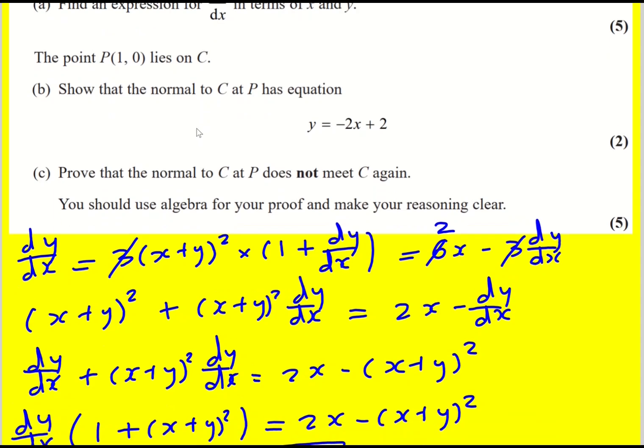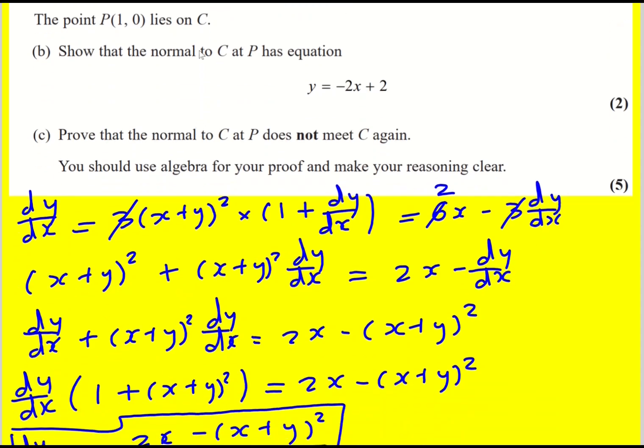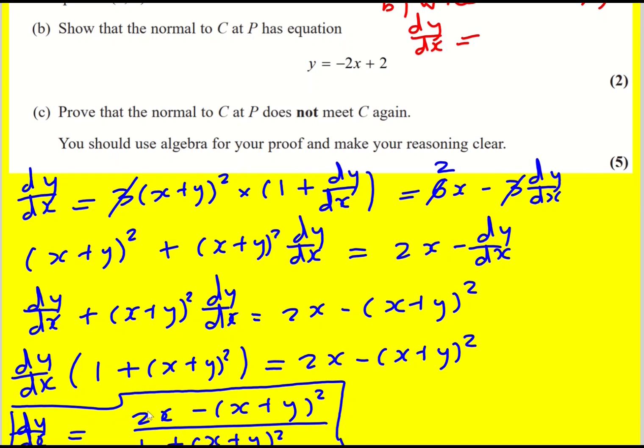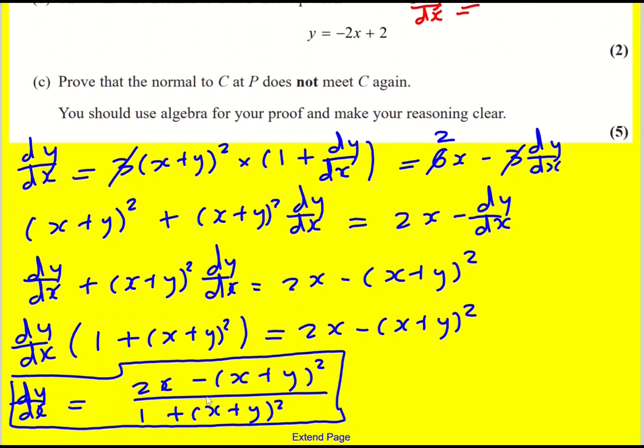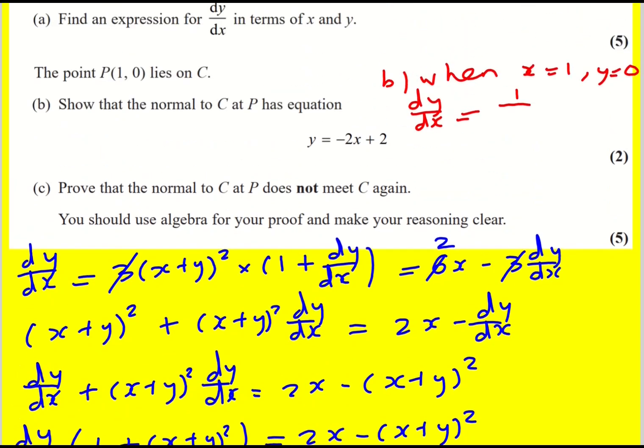Now, we're told that the point P(1, 0) lies on C and asked to show the normal to C at P has this equation. So when x equals 1 and y equals 0, we need both here. dy by dx is going to equal, and I just need to sub them in now, 2 minus 1 squared, that's going to be 1, over the denominator, which is 1 plus (1 plus 0) squared, that's just going to be 2.